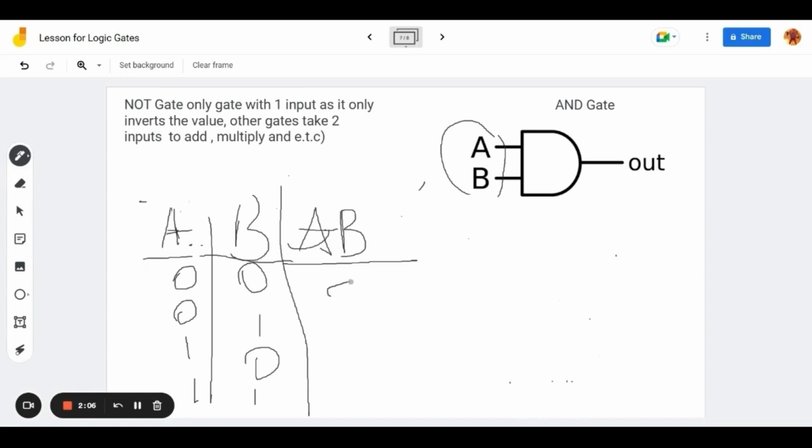0 times 0 equals 0. 0 times 1 equals 0. 1 times 0 equals 0. 1 times 1 equals 1. So this is what it would look like. That is the AND gate. Moving on, the next gate we have is the OR gate.